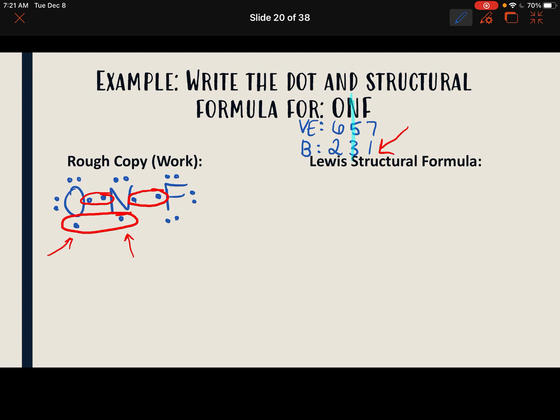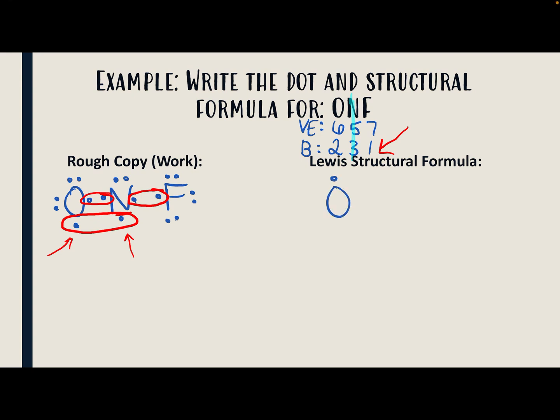So for the Lewis structural formula, you'll have oxygen here. Now notice what this is. It's a double bond. They're sharing 4 electrons. So I've got to draw 2 lines there. Then nitrogen is in the middle, and then a single bond to fluorine. And so that is what our structure is going to look like.